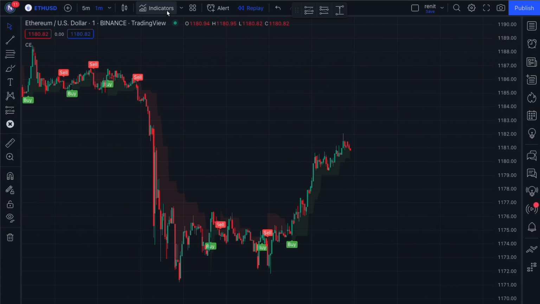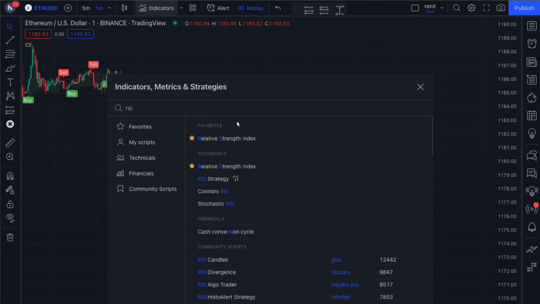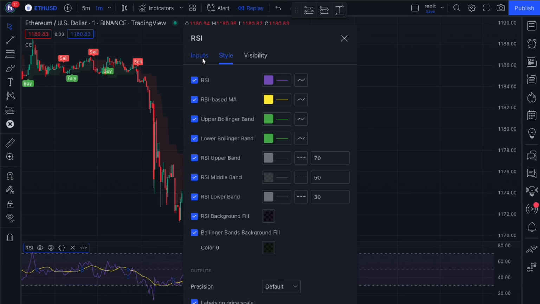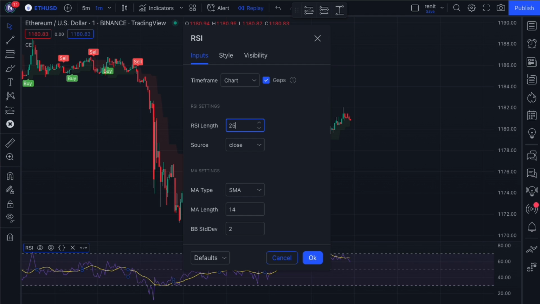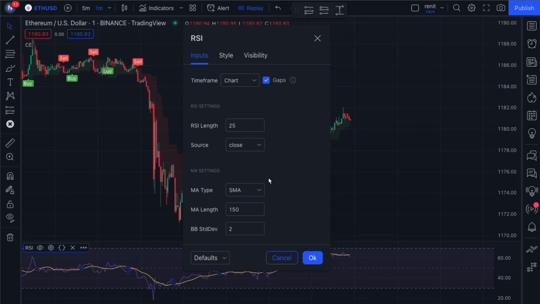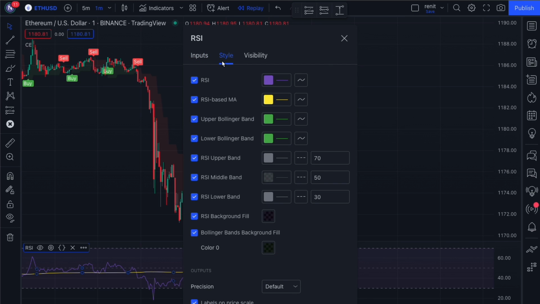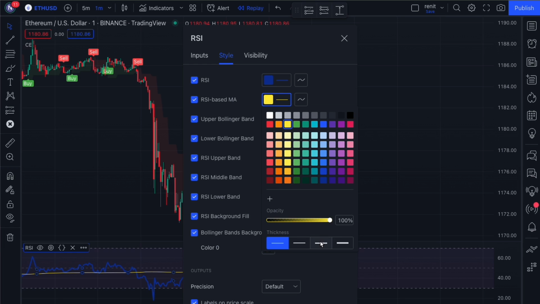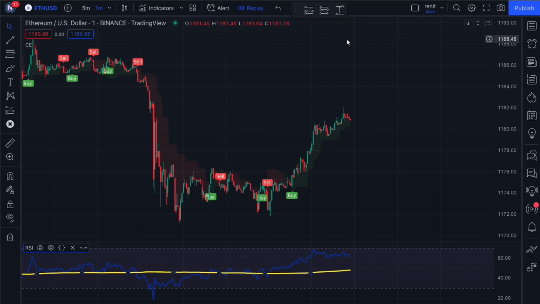So heading to the indicator search tab and searching for RSI. Now we need to change the RSI indicator settings to match up with our other indicator to filter out losing entries. So heading to the settings icon, change the RSI length from 14 to 25 and the MA length to 150. What this is going to do is sync up with the overall market trend rather than overcorrecting on tiny dips or gains in the price action. Now in the style section, change the RSI line to a color that is easily identifiable. I have chosen dark blue and have also increased both of the line thicknesses. Alright, and with that, the RSI indicator is ready.